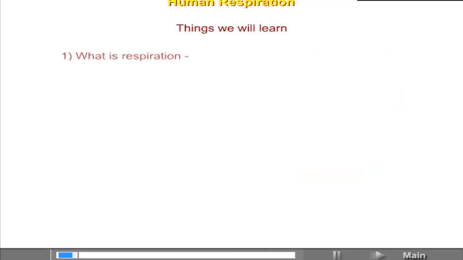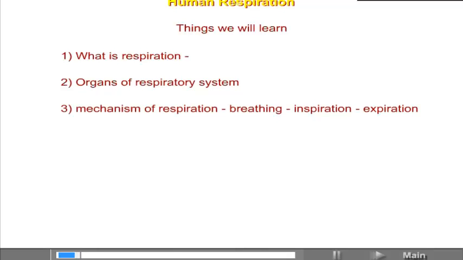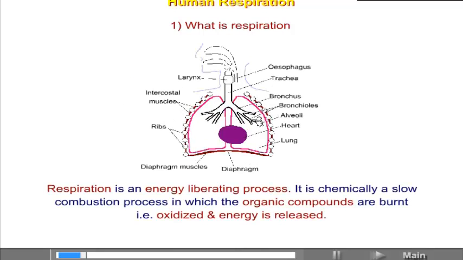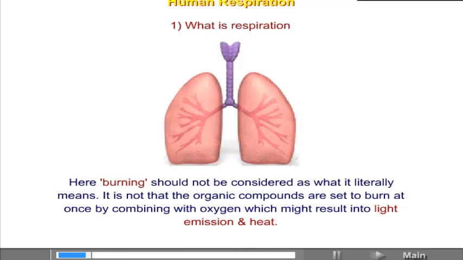Things we will learn. What is respiration? Organs of the respiratory system, mechanism of respiration, breathing, inspiration and expiration, events occurring during transport of gases, respiratory disorders. Elaboration. What is respiration? Respiration is an energy liberating process. It is chemically a slow combustion process in which the organic compounds are burnt, that is, oxidized, and energy is released. Here, burning should not be considered as what it literally means.